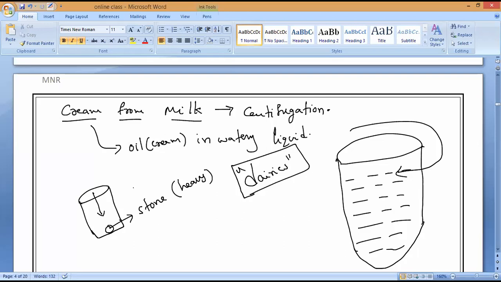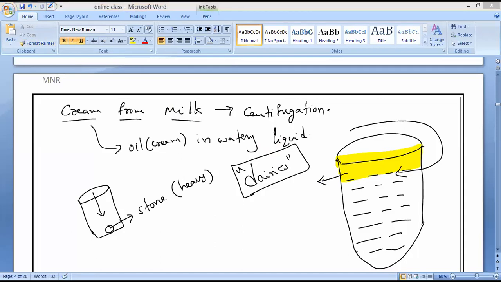if it is light particles, they all will come to the top. If it is heavy particles, they all will settle down. So, as we know, if you rotate it very fast at high speed, all the cream particles will separate out from the milk. The cream particles are lighter, so will they come to the top or go to the bottom?